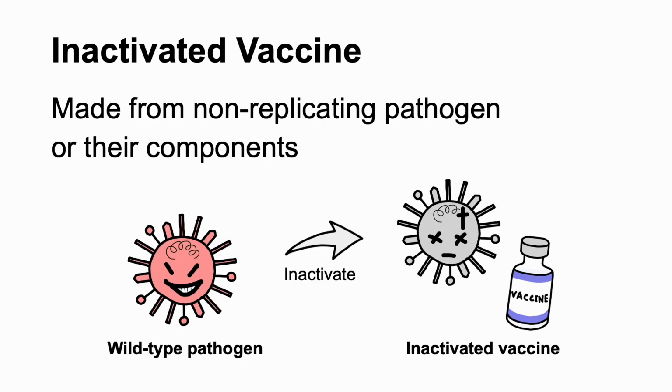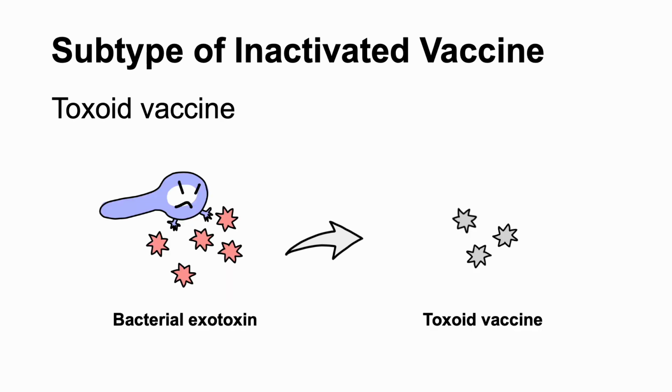Now, we'll focus on inactivated vaccines. Inactivated vaccines are made from non-replicating pathogens or their components. In a narrow sense, they are produced by inactivating the whole pathogen with chemicals, heat, or radiation. Toxoids are sometimes included within the category of inactivated vaccines.